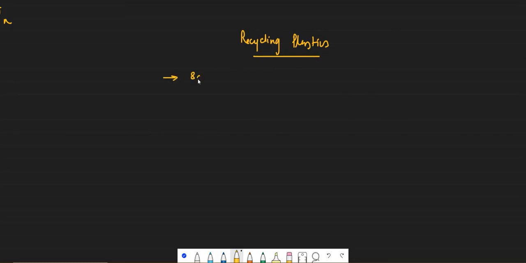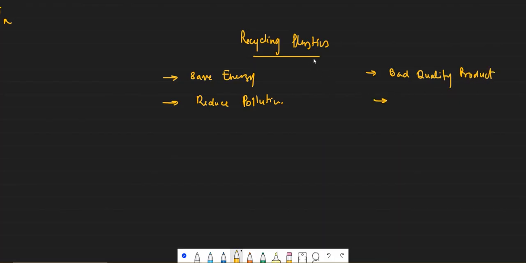Recycling plastics is going to save energy, obviously. It is going to reduce pollution. Most important is that you're going to reduce pollution. What are the disadvantages? You're going to form bad quality products because you're using an already used product. And to recycle plastics, you have to melt them. Like I explained before, when you melt them, toxic gases are released. Toxic fumes are released on melting. So that is the disadvantage of recycling plastics.